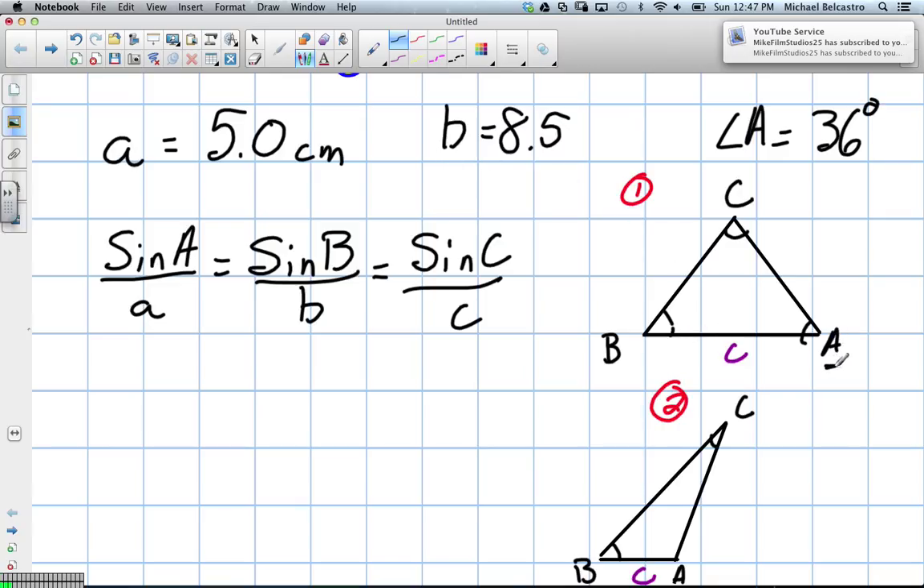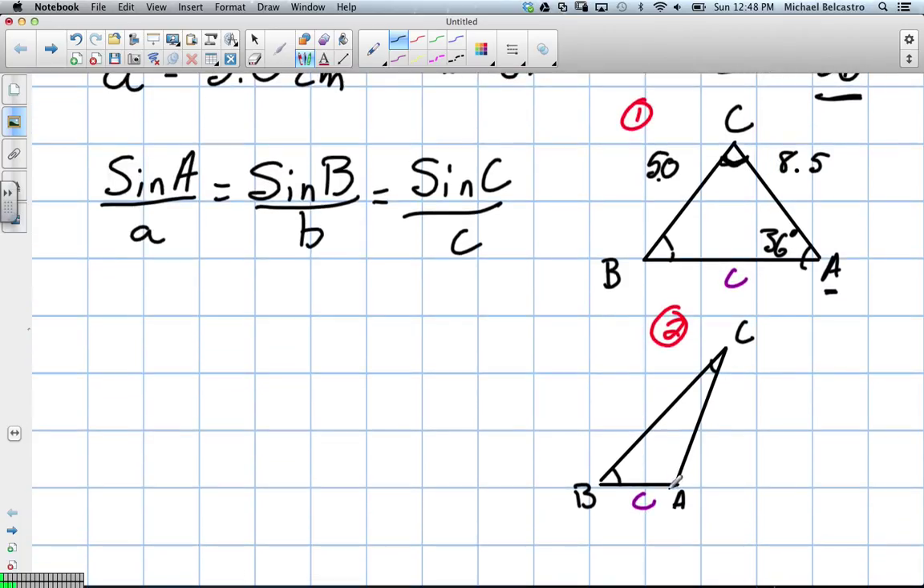Side A is going to be opposite of angle A. We know angle A is 36 degrees. Opposite of it is 5.50, 5.0. Side B in this case is 8.5. Okay, so this 8.5 here. Now with this question, because they've given us these two and not the angle in between, this actually doesn't become as ambiguous. Okay, reason being, let's take a look here.